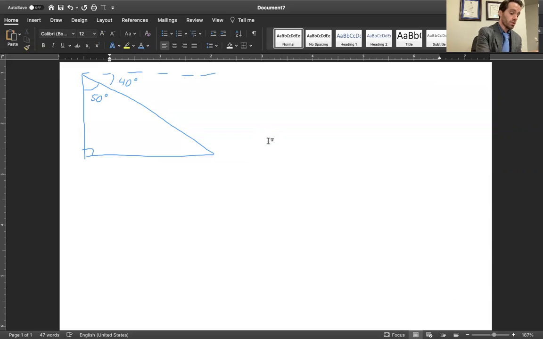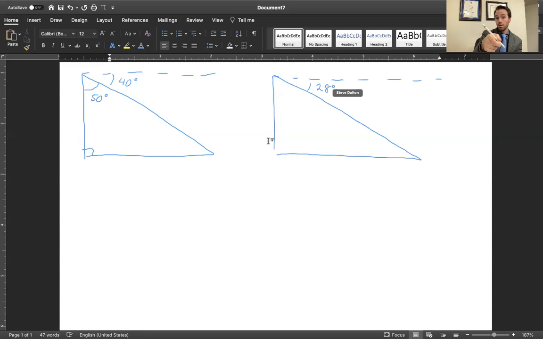Now the other triangle had a 28-degree angle of depression. That's up here. Well, guess what? What's the other one going to be that's next to it? That's right. It's going to be 90 take away 28. Well, 90 take away 20 is 70. Take away 8 is 62. So here you've got a 62-degree angle.